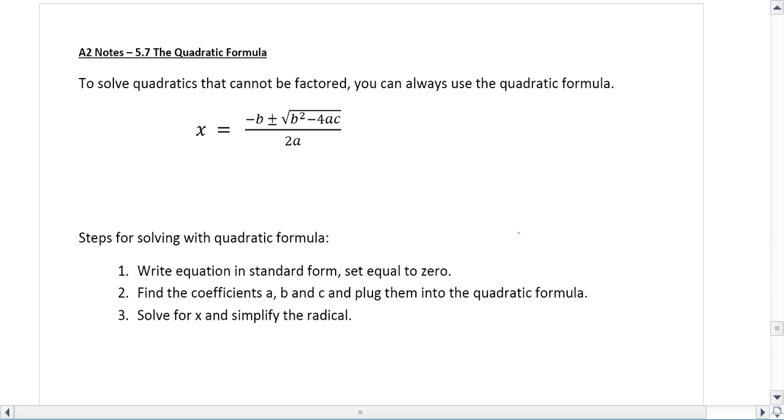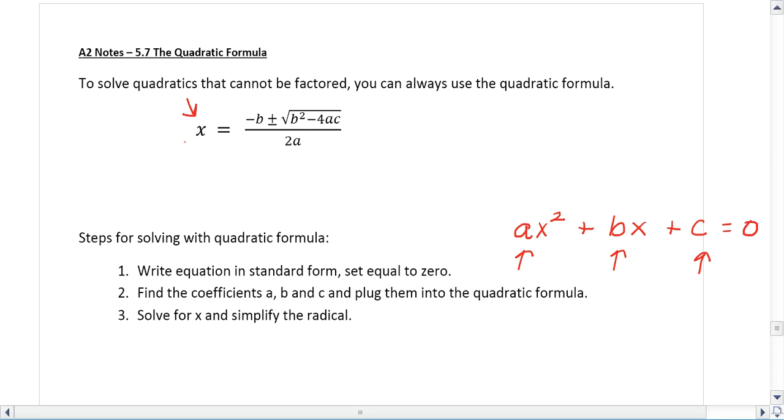The coefficient that is in front of the x squared is called the a, the leading coefficient. The coefficient that's sitting in front of the x is the b, and the constant, the number itself, is the c. So you grab these, just the numbers. You grab the a and the b and the c. You do not take any x's into the quadratic formula because the quadratic formula is solving for x.